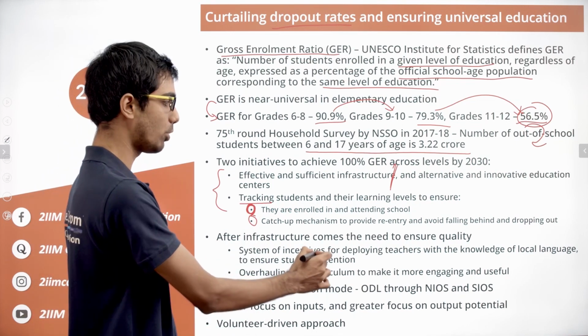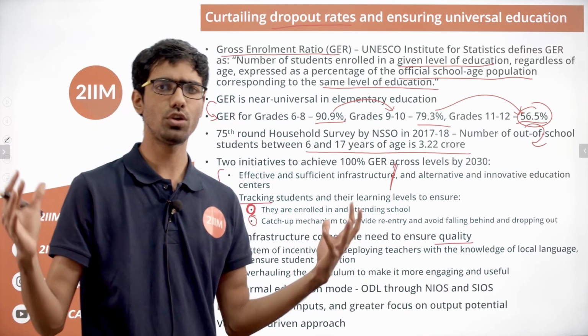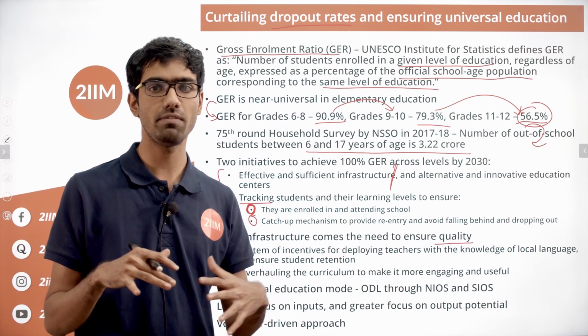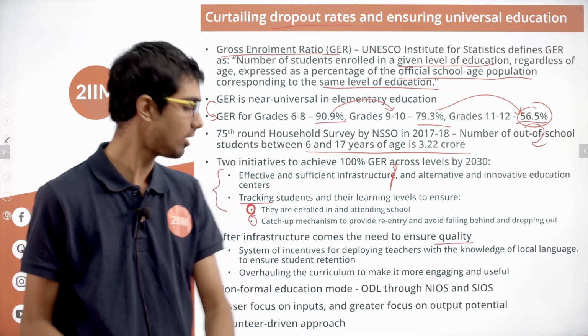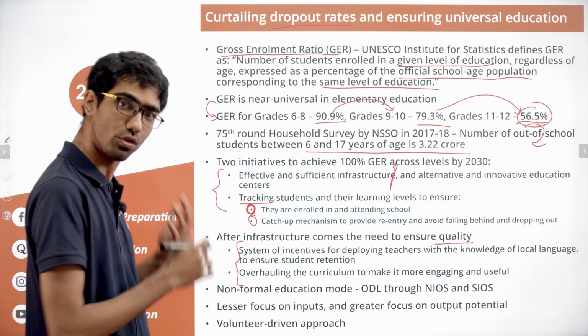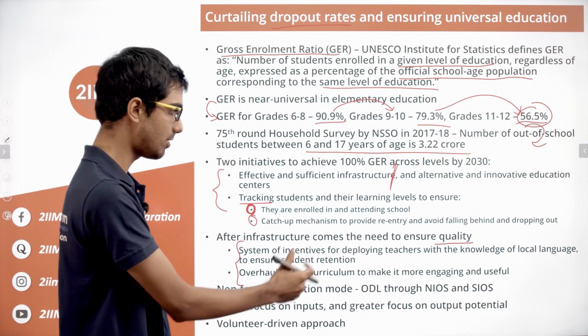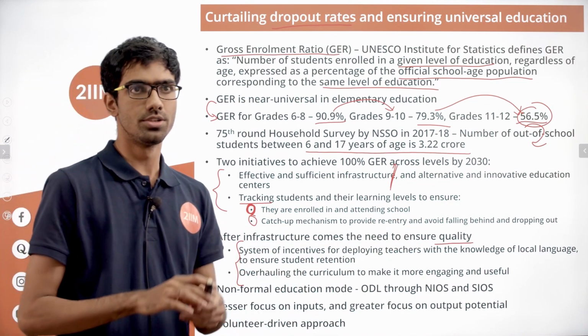So first, infrastructure has been put in place. Now comes quality. Just because a huge chunk of the population comes in and starts getting educated, we cannot use it as an excuse to dilute the quality of education that is being provided. So these are the 2 areas that the policy wishes to focus upon. One is a system of incentives for deploying teachers with knowledge of the local language to ensure student retention.